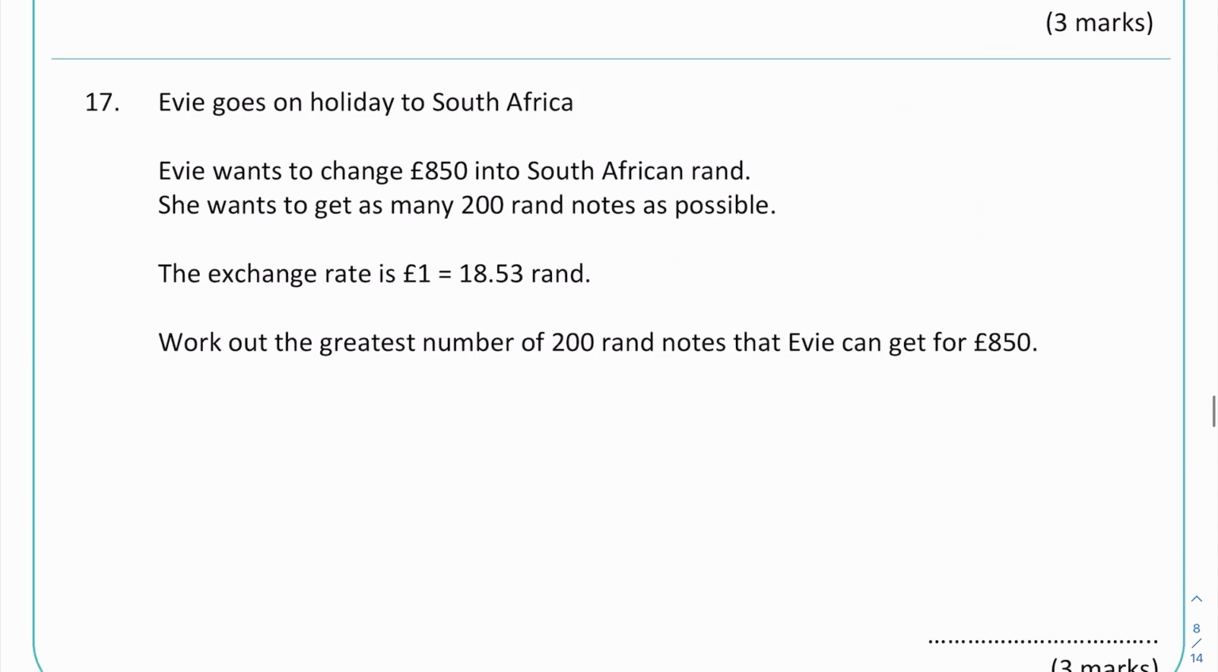On to question 17. Evie goes on holiday to South Africa. Evie wants to change £850 into South African rand. She wants to get as many 200 rand notes as possible, and the exchange rate is £1 to 18.53 rand. Work out the greatest number of 200 rand notes that Evie can get for her £850.